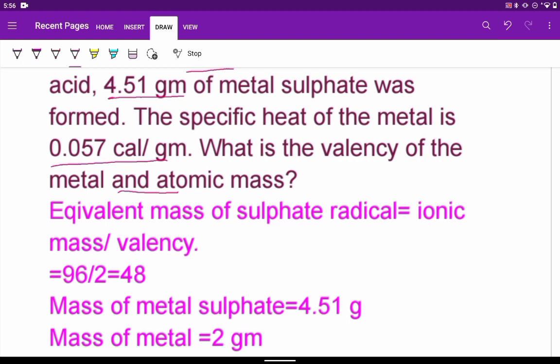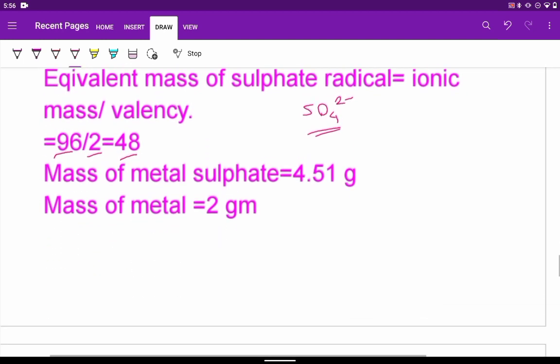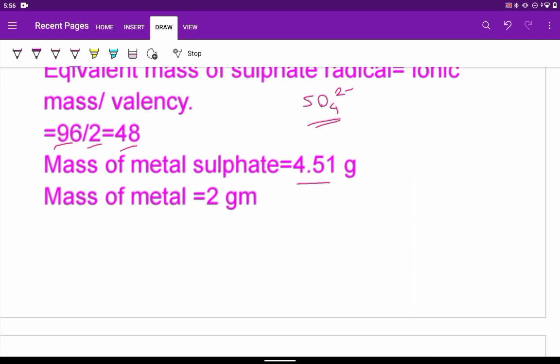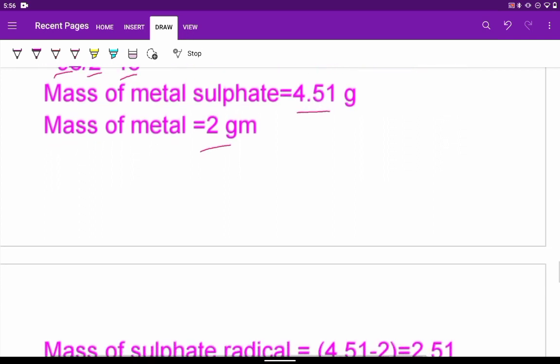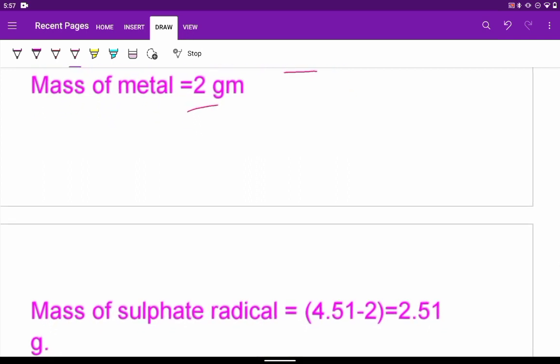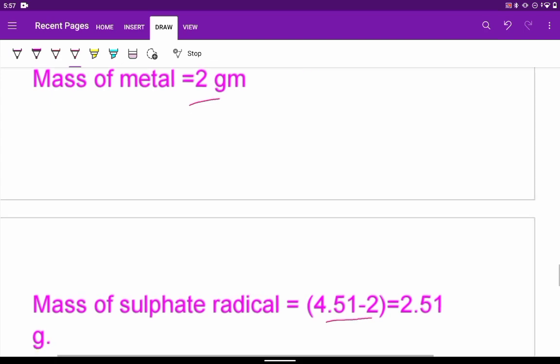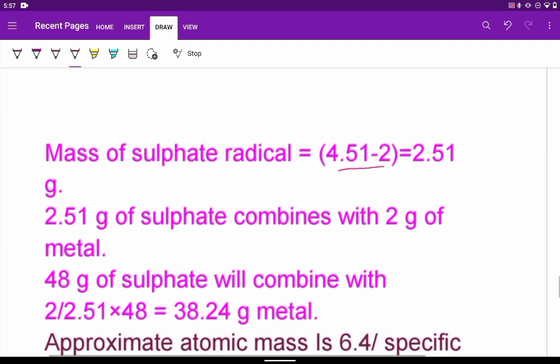Now the equivalent mass of the sulfate radical will be its ionic mass by valency. For sulfate the ionic mass is 96, and the sulfate radical valency is 2 minus because it is SO4 2 minus, so we divide by 2 and get 48. The mass of metal sulfate is given as 4.51 grams and the metal used was 2 grams, so the mass of the sulfate will be 4.51 minus 2, that is 2.51 grams.